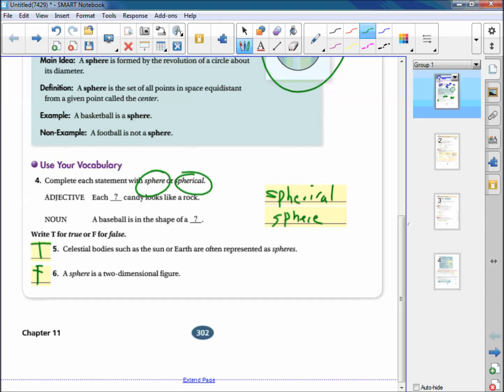Remember, we are taking a circle and we're drawing in one of its diameters, and then we're going to spin that circle around and around until we get a 3D object. So all of the points that are equidistant from this spot. And when we're done, we're going to get something that looks like that.